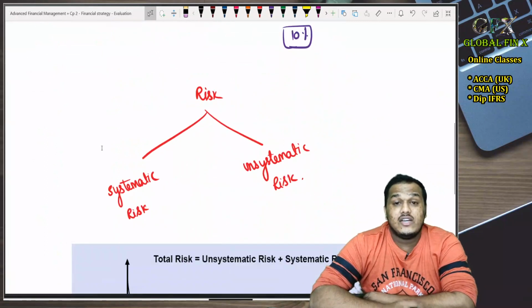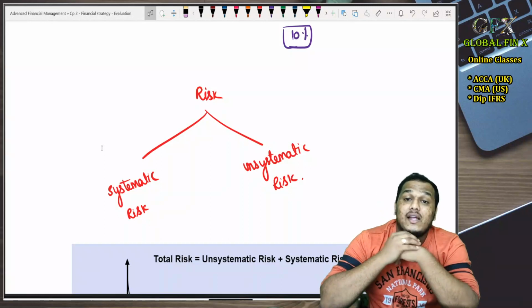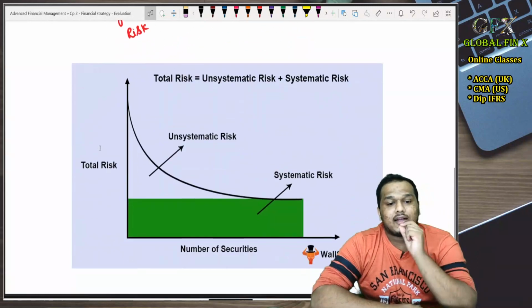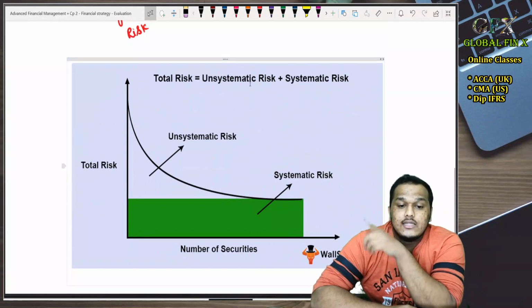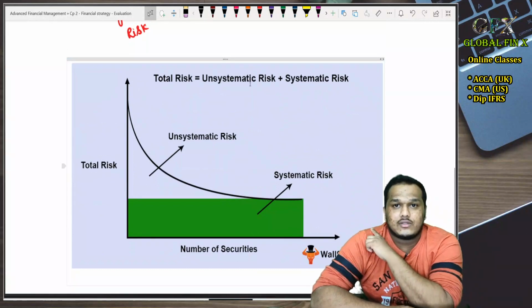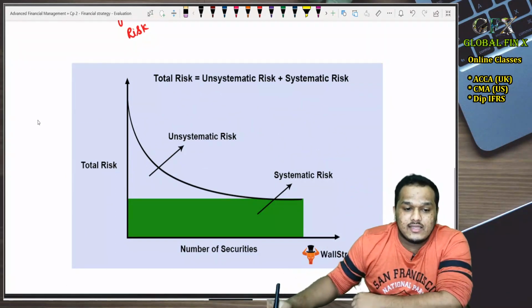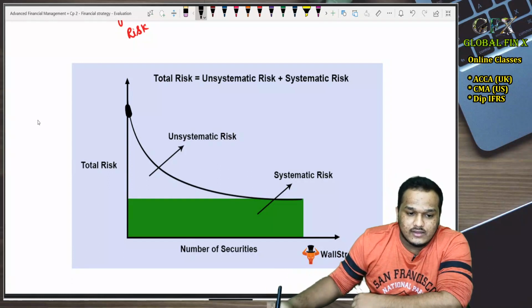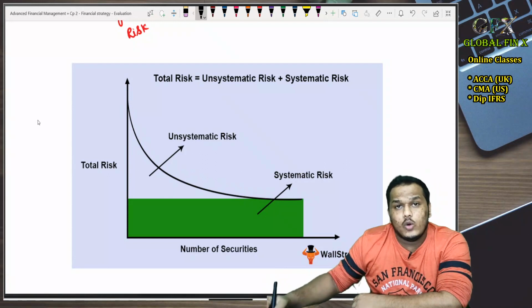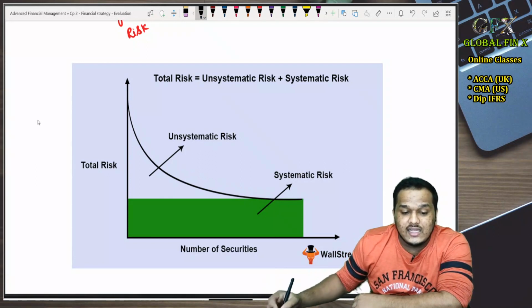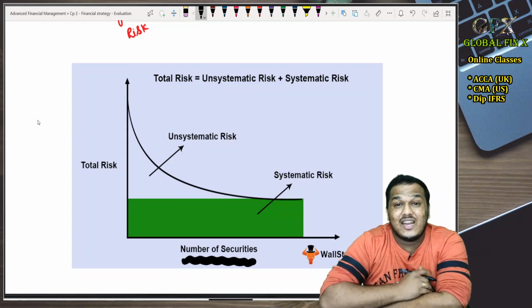If a risk relates to the entire market as a whole, which cannot be avoided by diversification, that is called systematic risk. You can see this chart on your screen. The total risk is equal to unsystematic risk plus systematic risk. This curve which is going downwards is the unsystematic risk. Why is it going downwards? Because you are increasing the number of securities.